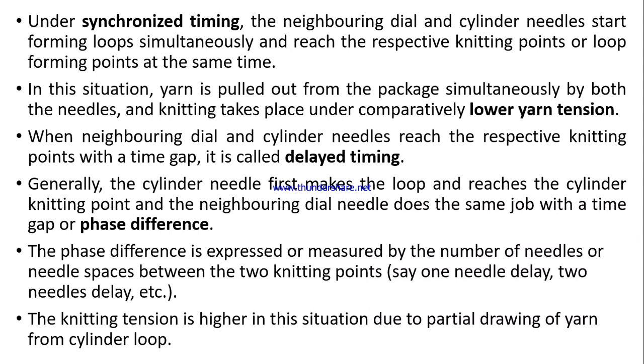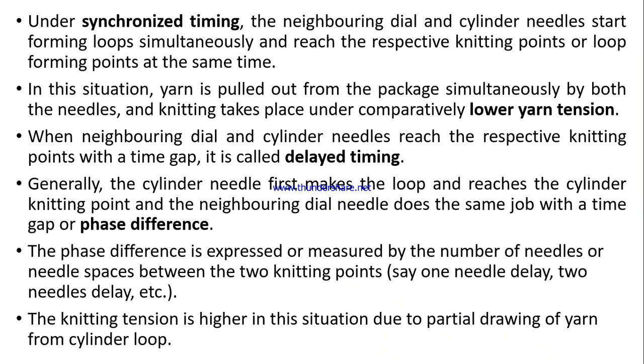Under synchronized timing, the neighboring dial and cylinder needles start forming loops simultaneously and reach the respective knitting points, or loop forming points, at the same time. In this situation, the yarn is pulled from the package simultaneously by both the dial and cylinder needles, and knitting takes place under comparatively lower yarn tension. As both needles are drawing the yarn from the package, the knitting tension will be low.